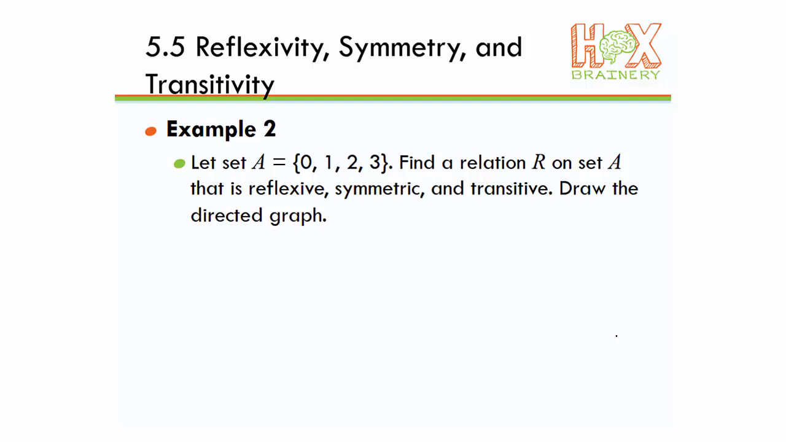Example 2. Let A be the set containing the elements 0, 1, 2, and 3. Find a relation R on set A that is reflexive, symmetric, and transitive, and draw the directed graph.